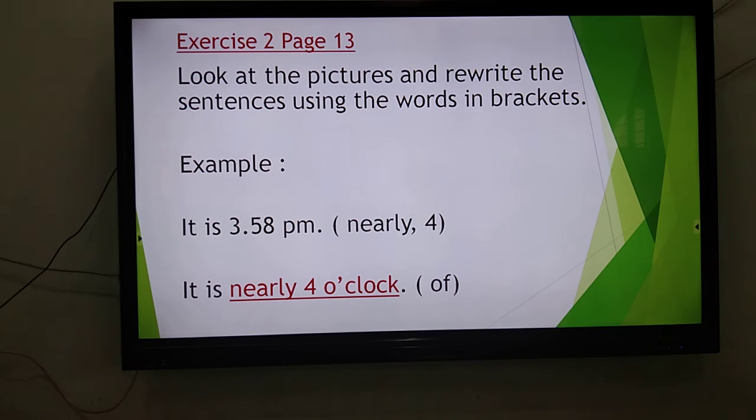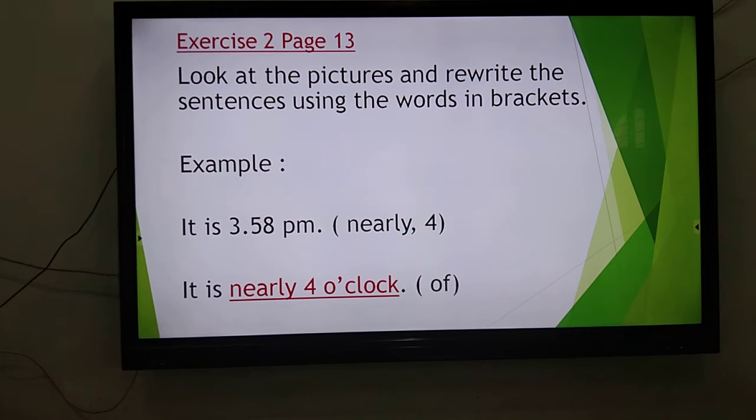Example, it is 3:58 p.m. That means it is nearly 4. We are only 2 minutes short of 4. So we can write, it is nearly 4 o'clock.